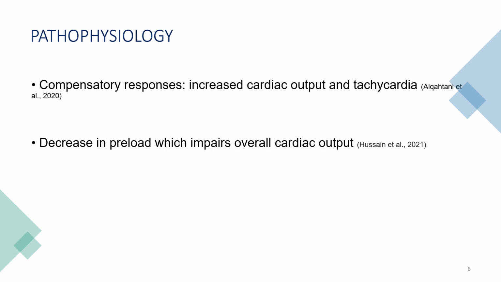Decreased systemic vascular resistance causes compensatory responses, including increased cardiac output and tachycardia. The decrease in systemic vascular resistance leads to a decrease in preload, which may impair overall cardiac output.